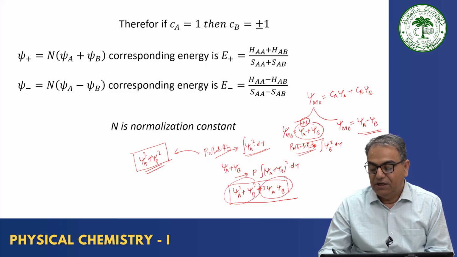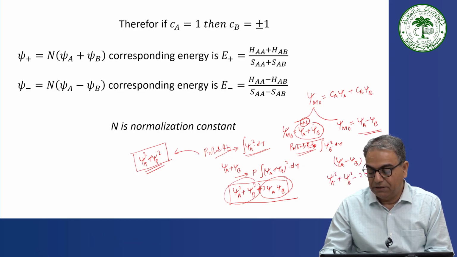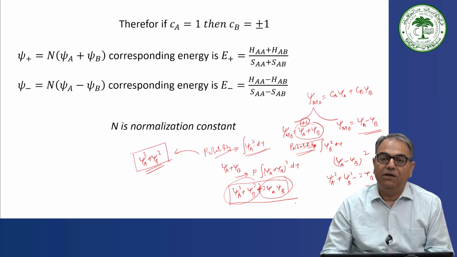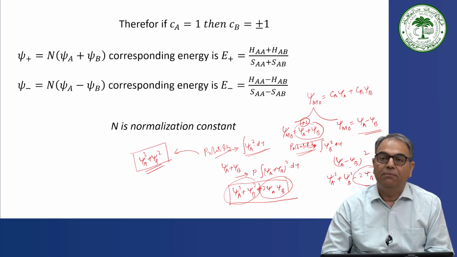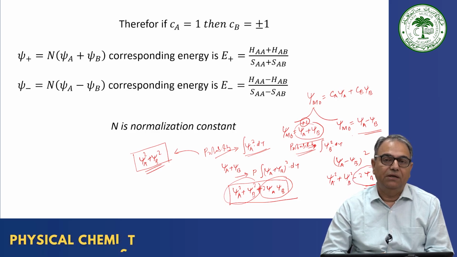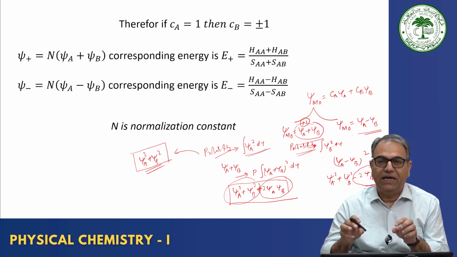The reverse of this: if you have psi A minus psi B, and you square this one, psi A minus psi B square, what do you get? You get psi A square plus psi B square minus 2 psi A psi B. So if Cb is equal to minus 1 and you get a psi MO psi A minus psi B, then the electron density decreases by this amount, minus 2 psi A psi B. Okay.